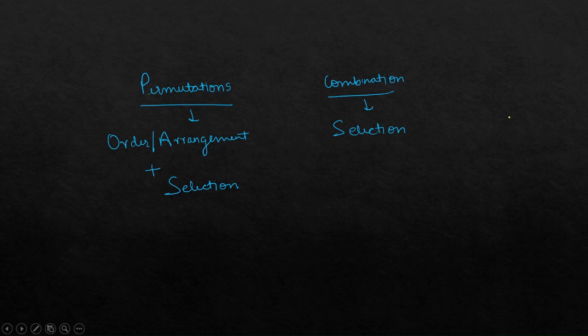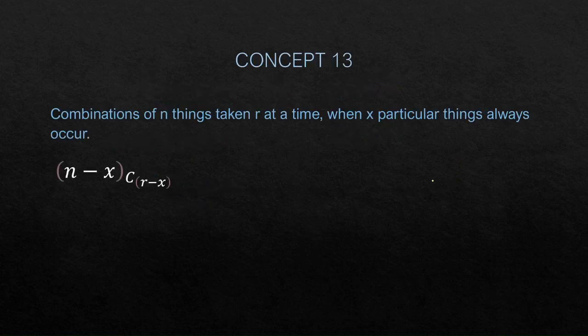This video is the continuation of the permutation and combination series, and in the first slide I would like to reflect upon the inference about permutations and combinations that we have understood till now. In permutations, the order and arrangement of things matters, plus the selection of things. But in combination, it is just the selection that matters, and order and arrangement do not matter. With this, we'll begin with concept number 13.